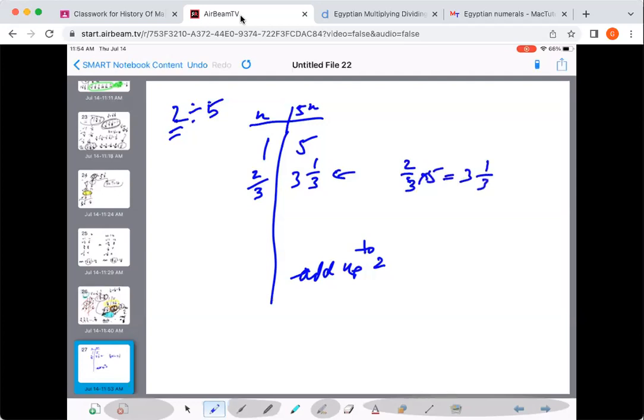So that's good because 5 was too big. Remember, the target is to get a bunch of things on the right that add up to 2. So 5 was too big. 3 1/3 is also too big. So that's why I cut the 2/3 in half to be 1/3. And the 3 1/3, half of that is 1 2/3. And now I'm encouraged because this 1 2/3 is representing 1/3 times 5.